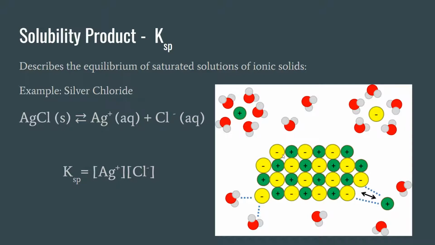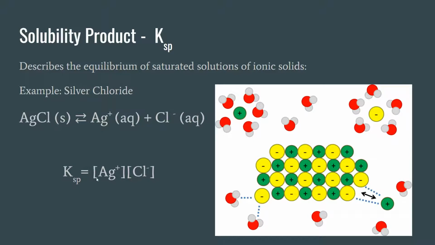But in reality, as the water is attracting those ions away from the solid, some of those ions could be going back onto the solid. And so we can get this equilibrium where the number of ions dissociating and the number of ions reforming the solid are happening at the same rate, and now we have an equilibrium.